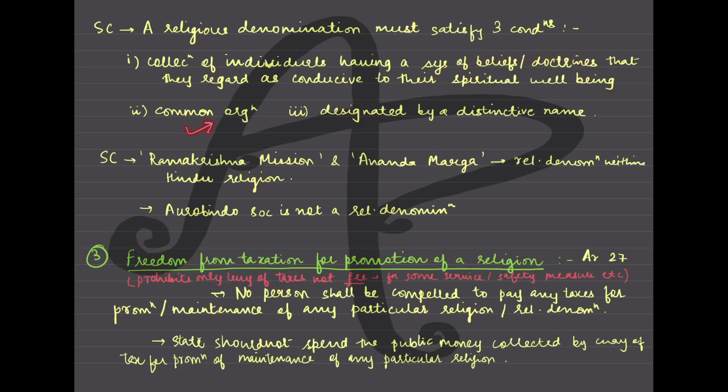Then it should be a common organization, very obvious, and it should be designated by a distinct name. So a distinct name should be there. Also, continuing with the same idea of these 3 conditions, the Supreme Court also said that Ramakrishna Mission, which you must have heard as RK Mission, and Anand Marg, they are religious denominations within the Hindu religion as they fulfill these criteria. However, Aurobindo Society is not a religious denomination.